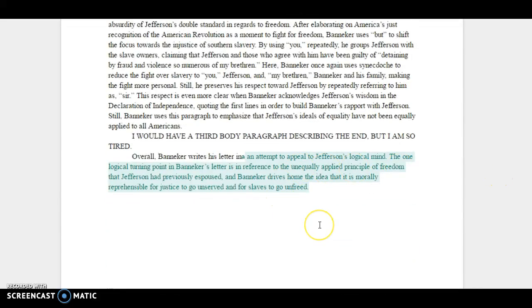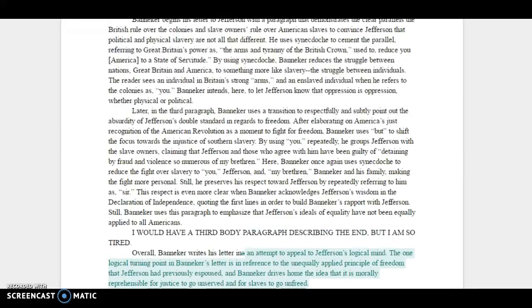And here's my conclusion. Overall, Banneker writes this letter in an attempt to appeal to Jefferson's logical mind. The one logical turning point in Banneker's letter is in reference to the unequally applied principle of freedom that Jefferson had previously espoused. Espouse means to take on as your own. And Banneker drives home the idea that it is morally reprehensible for justice to go unserved and for slaves to go unfreed. So what you're supposed to do in the last paragraph is basically sum up what you said, but in different words so that we don't feel like it's repetitive.